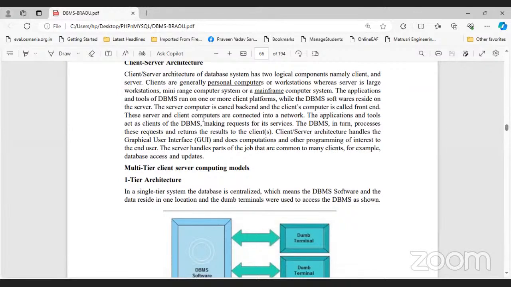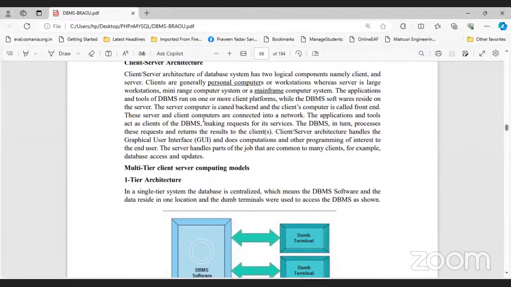Again we have types, some computing models. One-tier architecture, two-tier architecture, and multi-tier or three-tier architecture. First, we will discuss the one-tier architecture. One-tier architecture means a single system itself acting as both client and server. Suppose I am using my laptop. My laptop is the client, and at the same time it is working as a server.